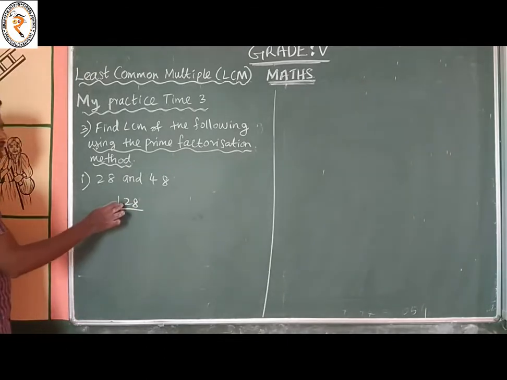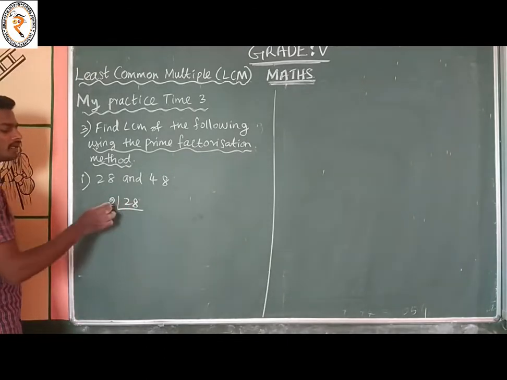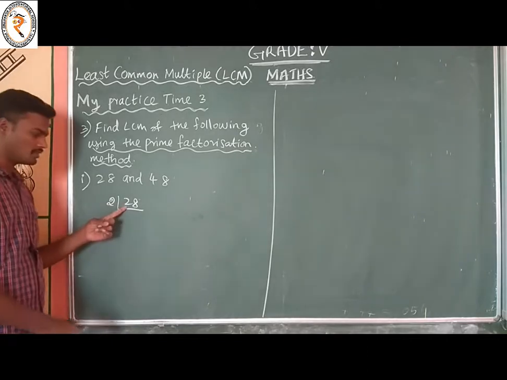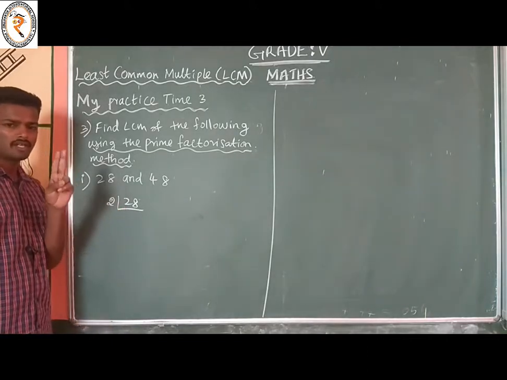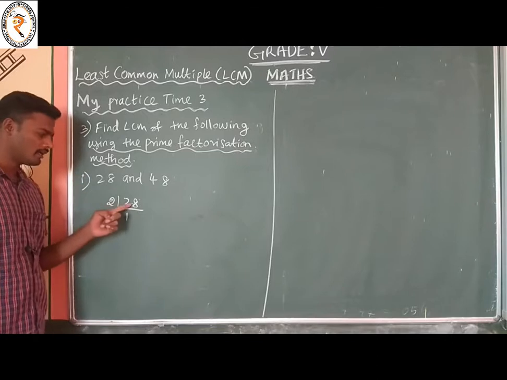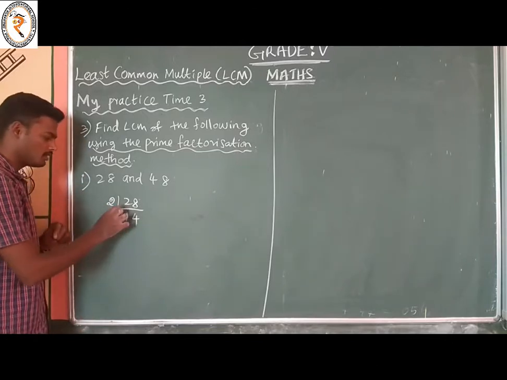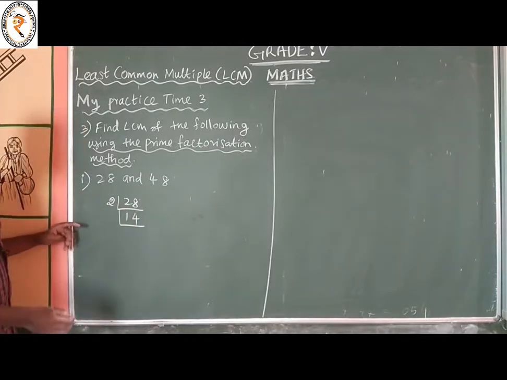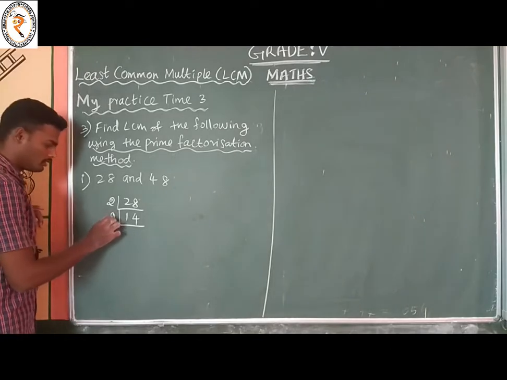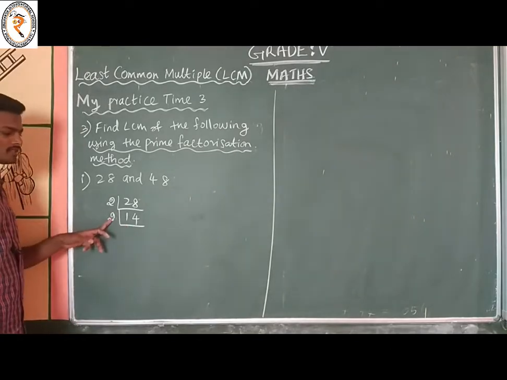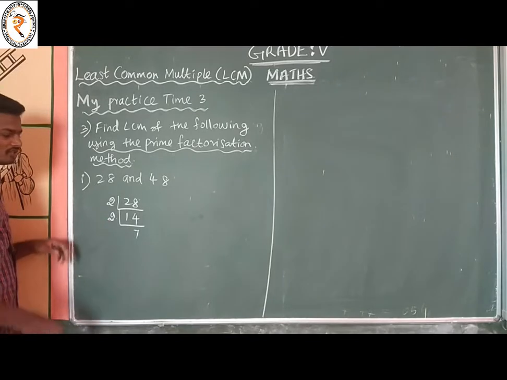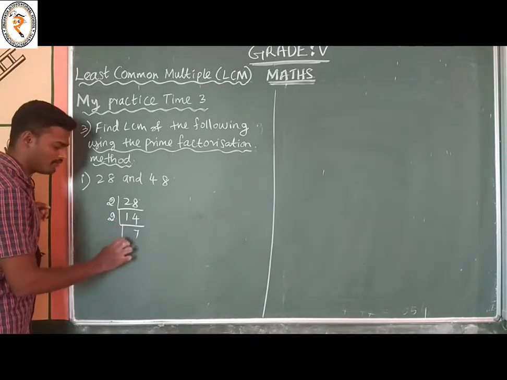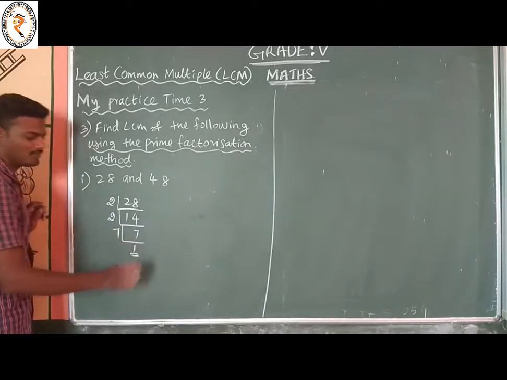28 prime factorization. 28 is an even number, so in the second table, 28 comes 14 times. 14 is an even number, so we can divide by 2 again. 14 comes in the second table 7 times. 7 is a prime number, so 7 comes in the seventh table 1 time.